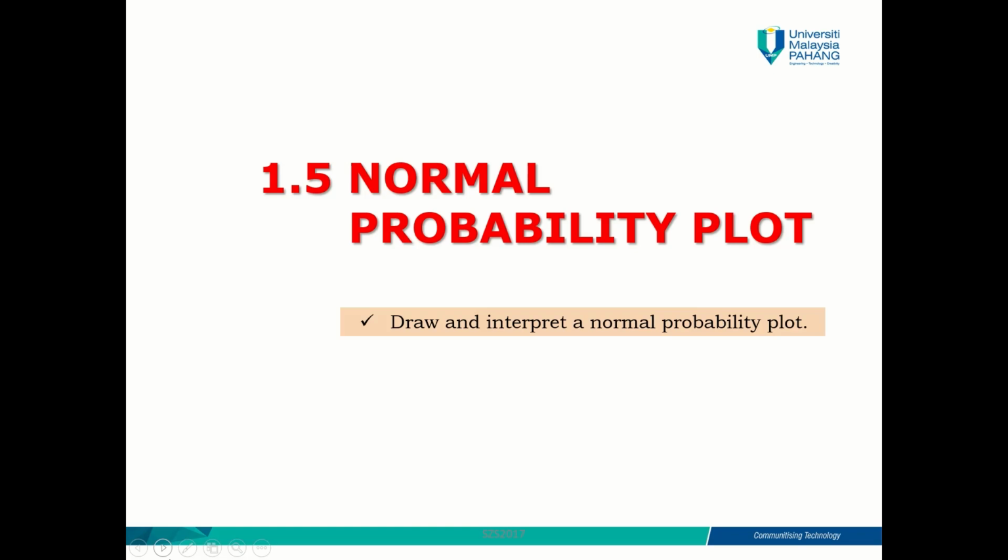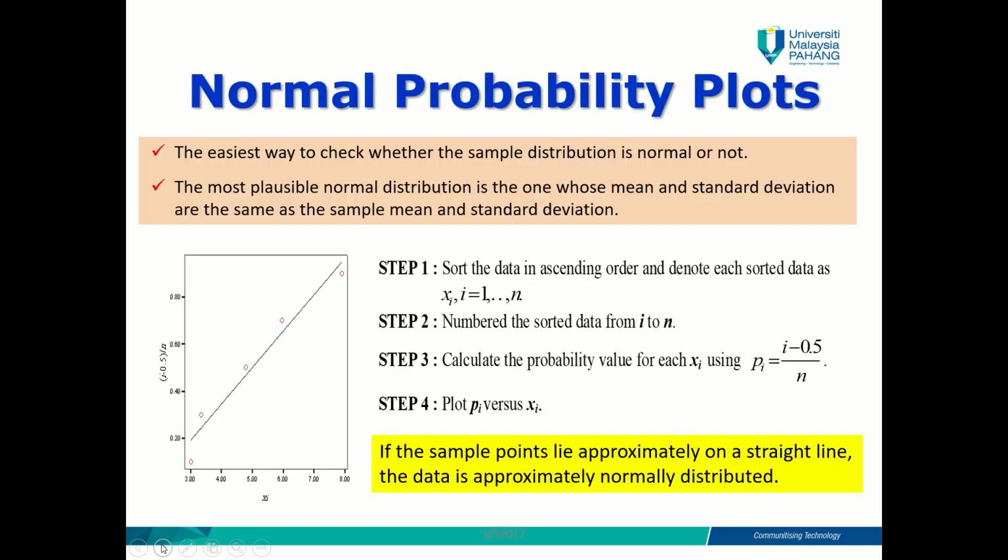Today's lesson is about the normal probability plot. At the end of this lesson, students should be able to draw and interpret a normal probability plot. Then, find the easiest way to check whether the sample distribution is normal or not. Last but not least, the most possible normal distribution is the one whose mean and standard deviation are the same as the sample mean and standard deviation.